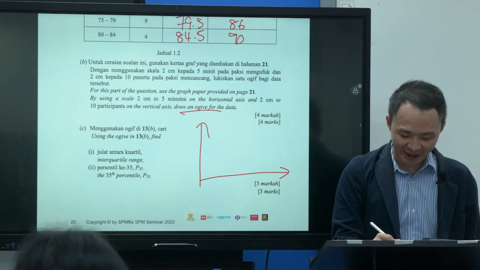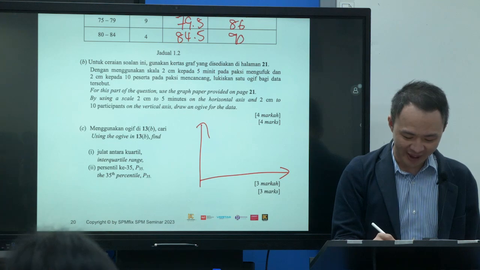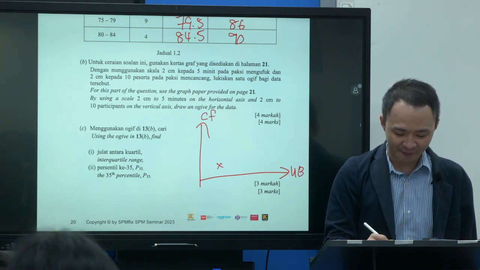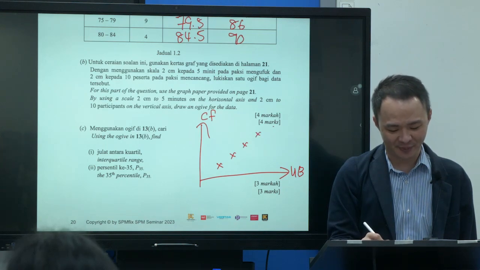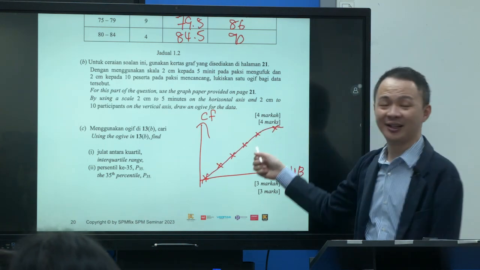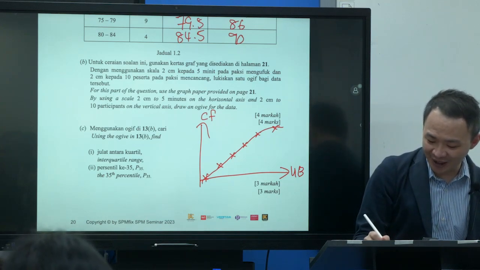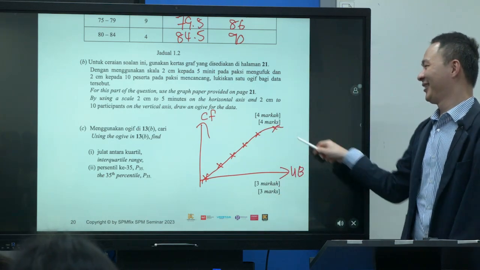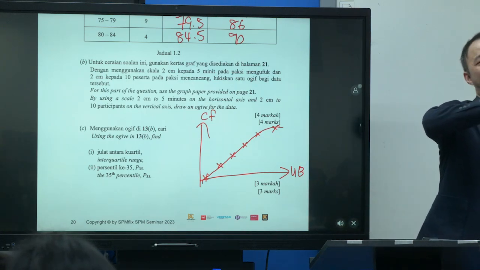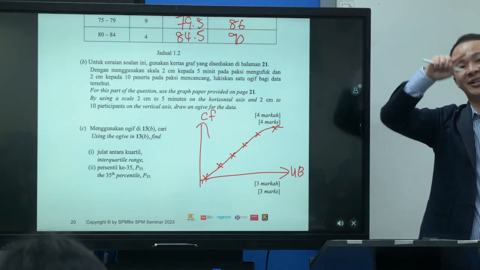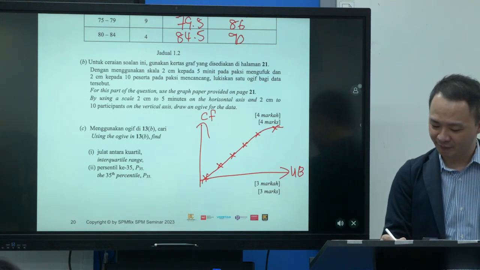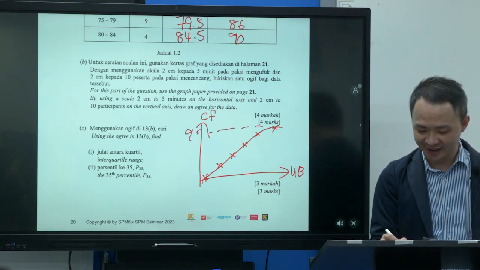So this one will be cumulative frequency, and this one will be upper boundary. Then you just plot, and connect them freehand. You will get this one. Because it's cumulative, this cannot turn down. Some students will draw this one coming down. No. Frequency keeps on adding, so it will never come down. The maximum will be 90. You will stop at 90. Done.